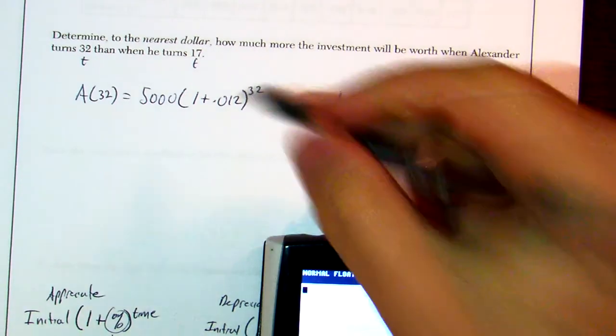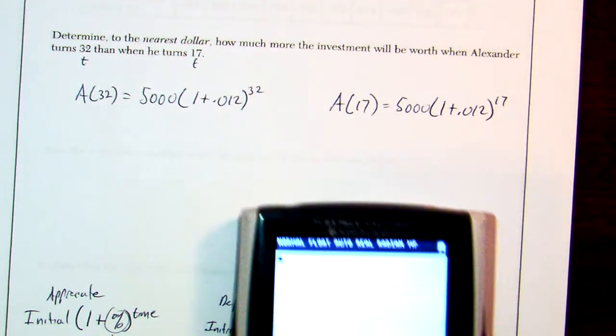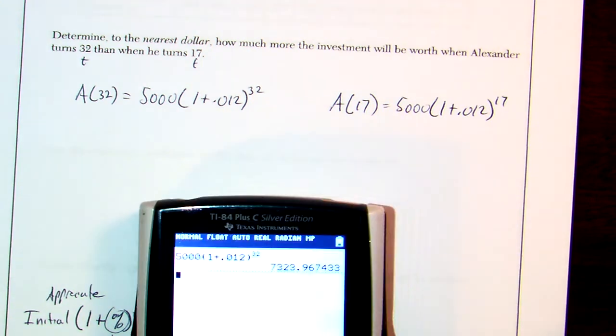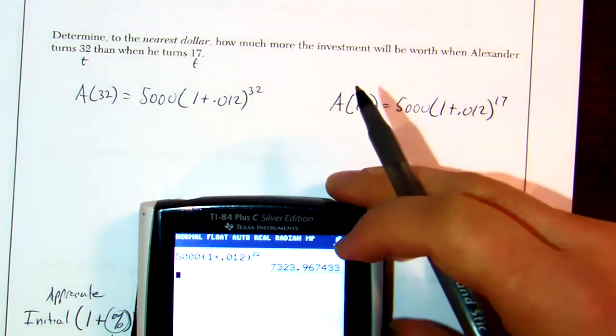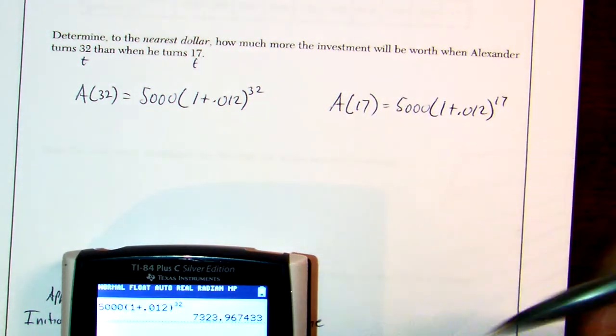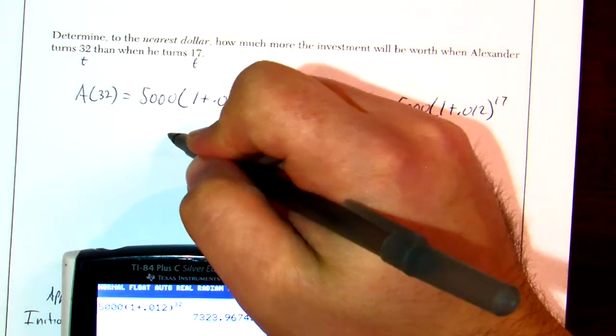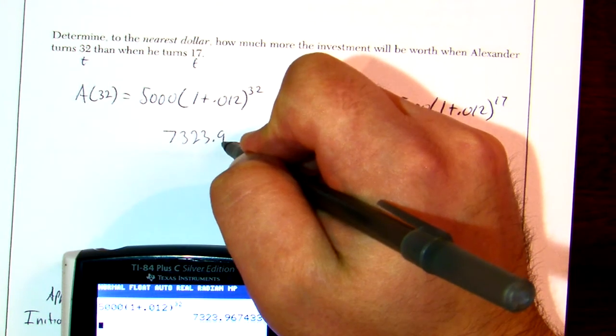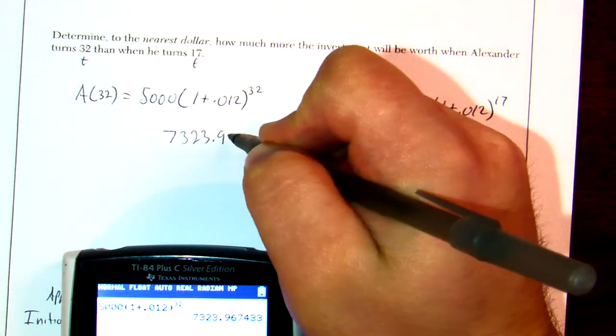All right, so we're going to type this part in the calculator. We have 5,000 times 1 plus 0.012 to the 32nd power. It says to the nearest dollar, so we'll go with cents and then round at the end. That gives 7323.97, rounded to the nearest cent right now.